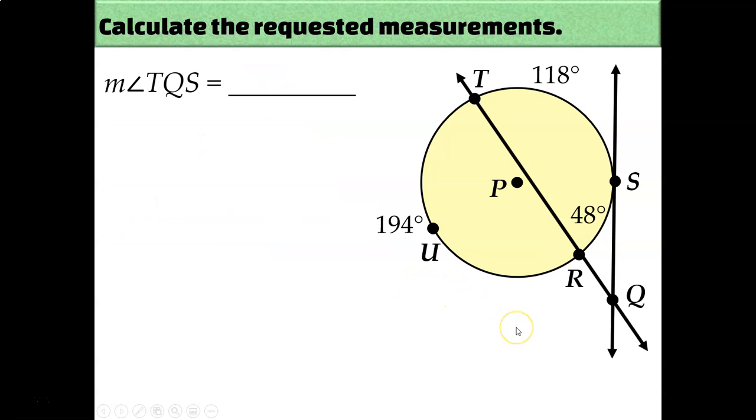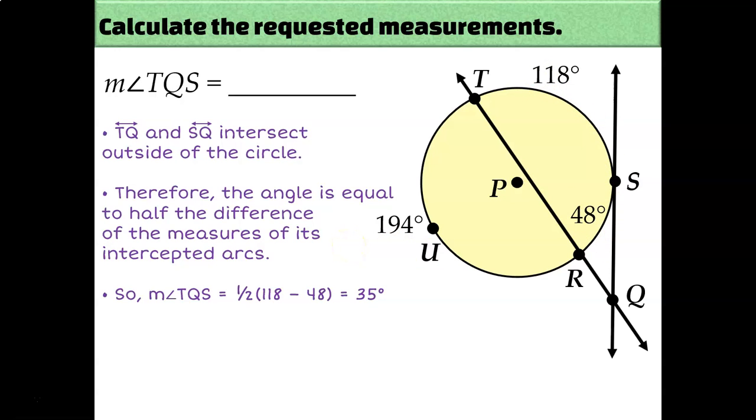And our final example is the same idea. We have an angle formed by two intersecting lines outside of the circle. So I will subtract the two intercepted arcs. So that means that this 194 measurement isn't going to get used in my calculations. I just need the two intercepted arcs. 118 minus 48 is 70. Take half of that, and I find out that the measure of angle TQS is 35 degrees.